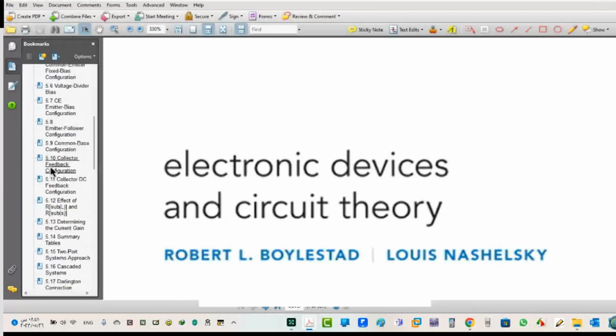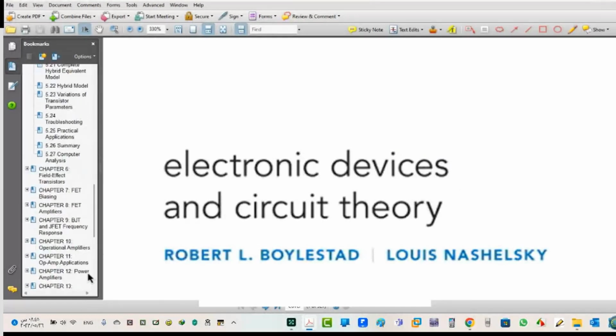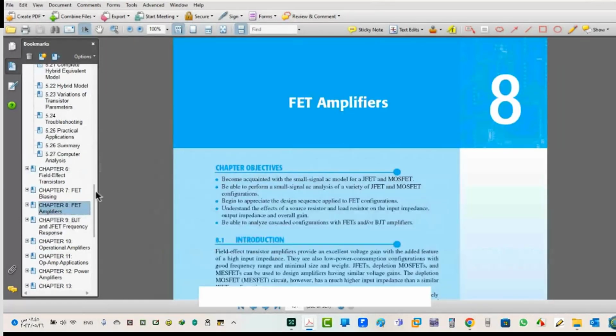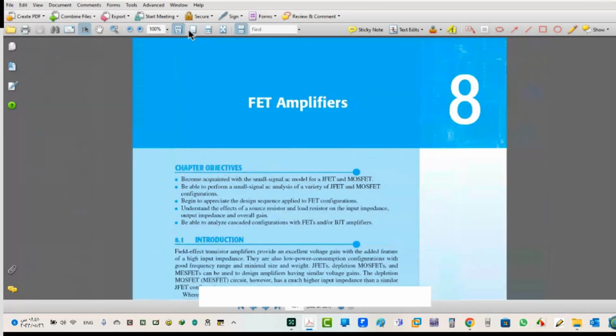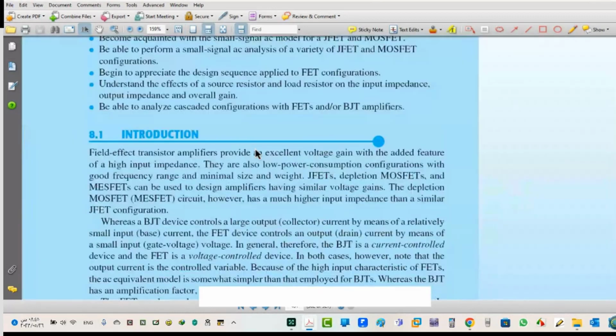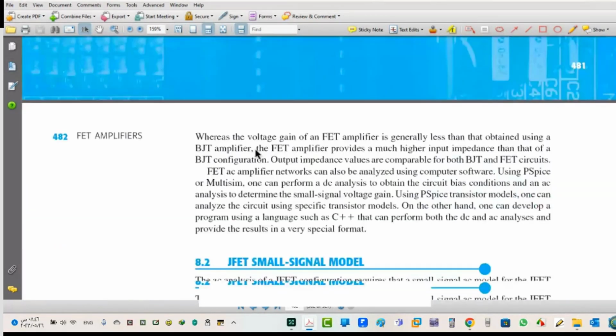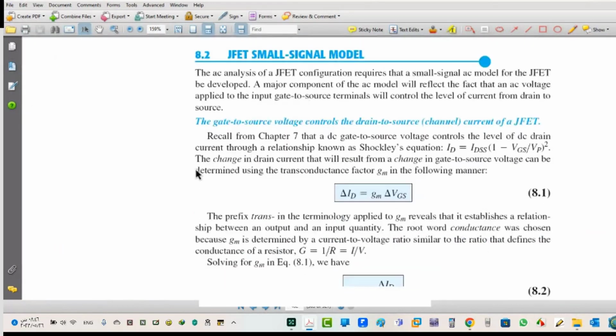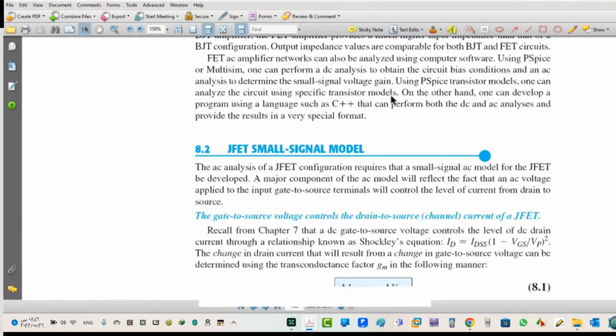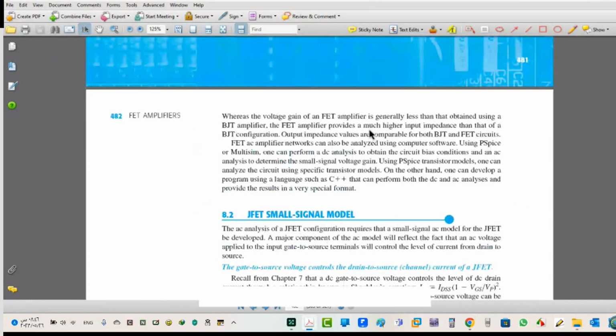Today we'll go to chapter number 8 in our book. We talk about FET as amplifier, or AC of FET. Let's make a quick revision if you remember.